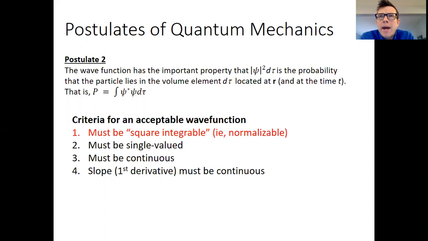Part of this is just a mathematical anomaly. If you solve the Schrodinger equation, there's multiple possible mathematical solutions, and they don't all necessarily work. But part of it is based on physical meaning, and I wanted to discuss that. So there are 4 criteria for an acceptable wave function, and there's far and away one of these which is most important. That's the first one. Wave functions must be square integrable, or normalizable. I want to talk briefly about what that means.